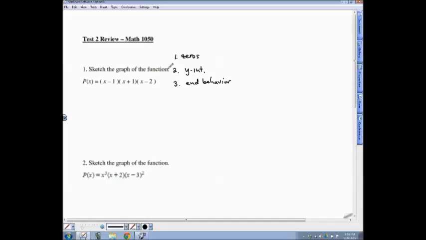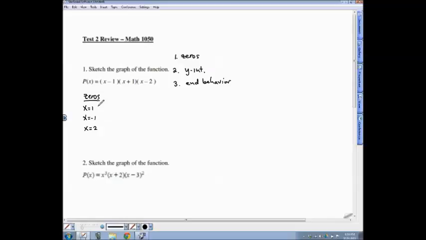So for question 1, let's start with the zeros. This polynomial is already in factored form, so all we have to do is look at the factors to find the zeros. The zeros are x equals 1. That comes from this factor. X equals -1 comes from this factor. And x equals 2 comes from that factor.